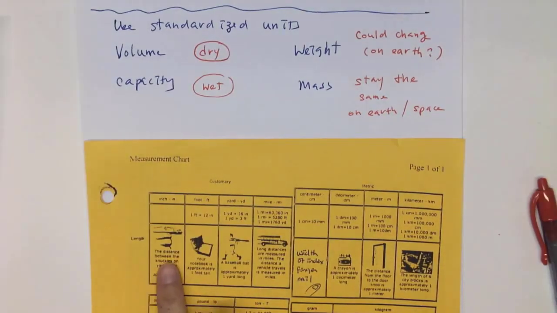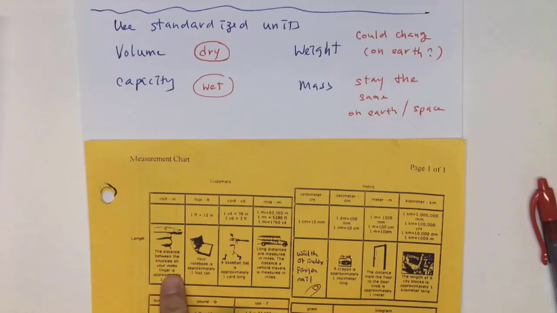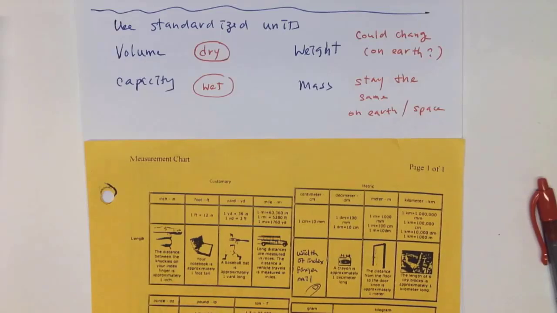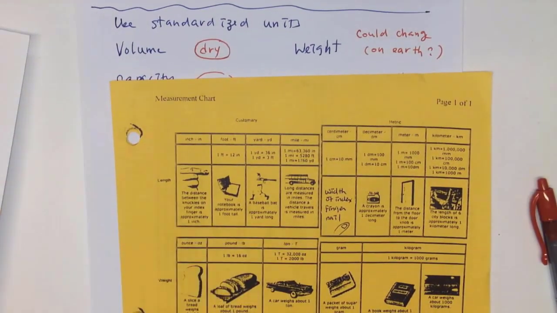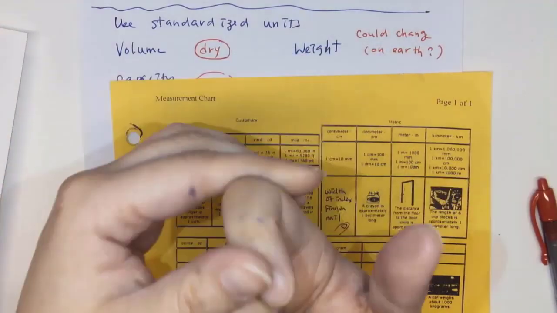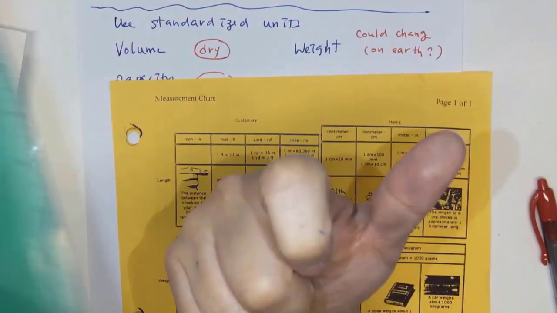They say the distance between your knuckle and your index finger is approximately 1 inch. Can you go ahead and try to measure it? For adults, I guess they have to specify which index finger. Sorry, this one. Sorry, you're right.